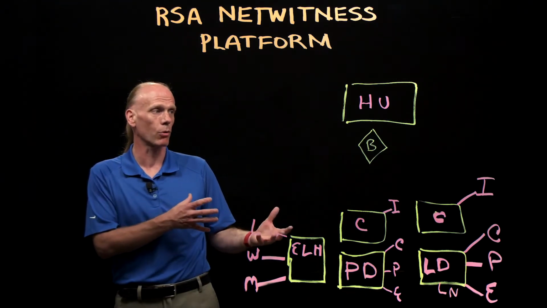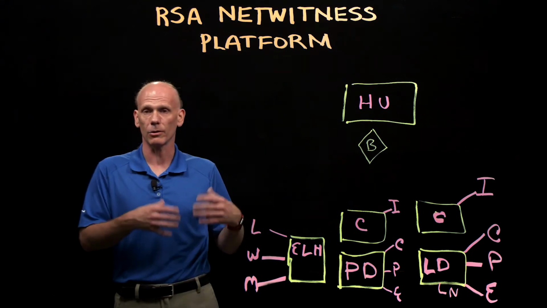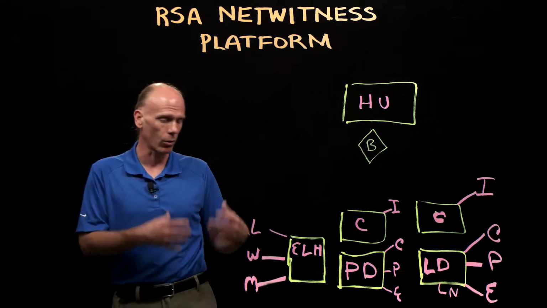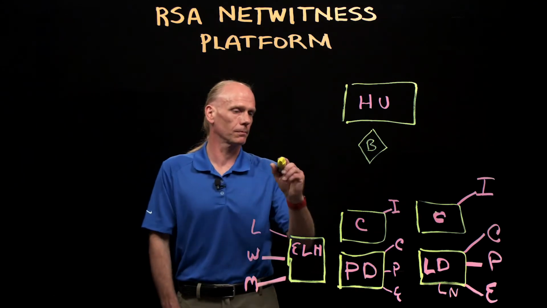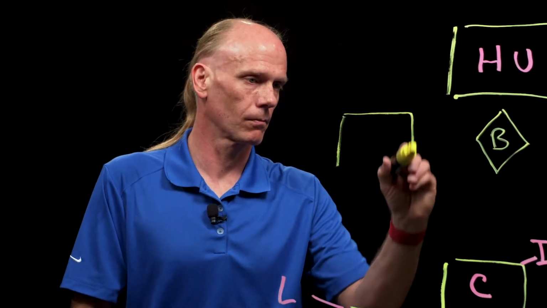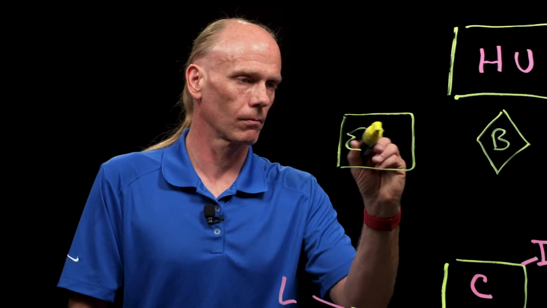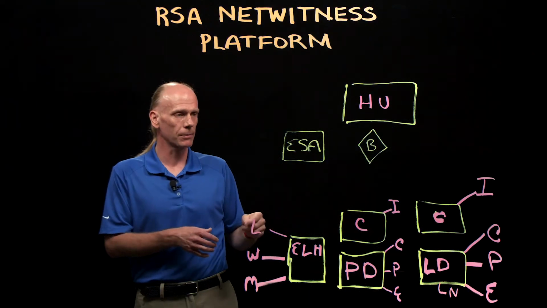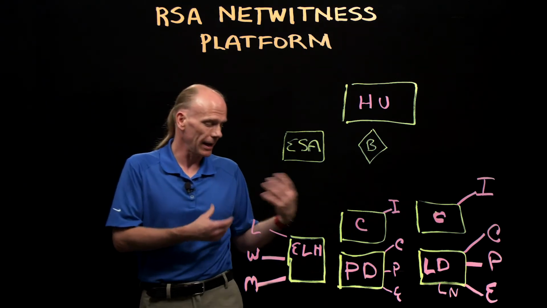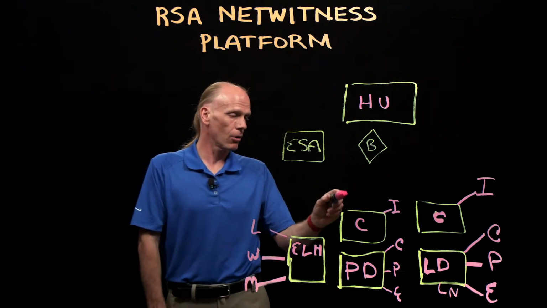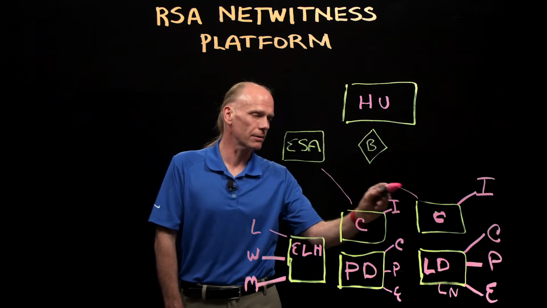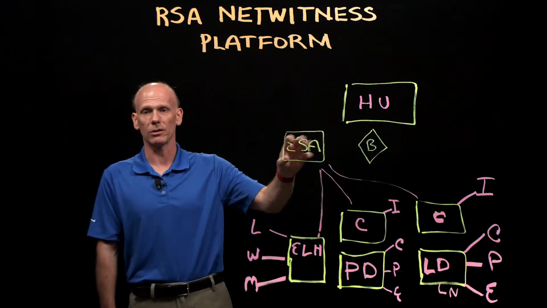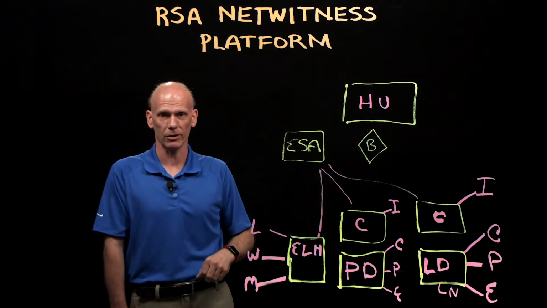I can build those correlation rules, or like I said, there's many of those that are included right out of the box. So how do we enable that correlation? Using the Event Stream Analysis box, which is our correlation engine, it takes data feeds from all of these different components to bring all this information to a central location to be able to be run against our correlation engines.